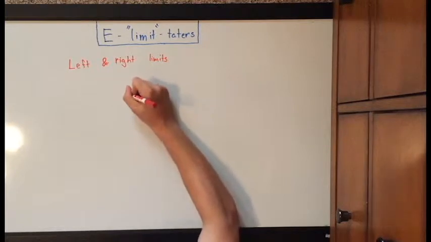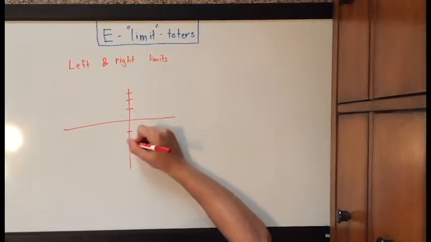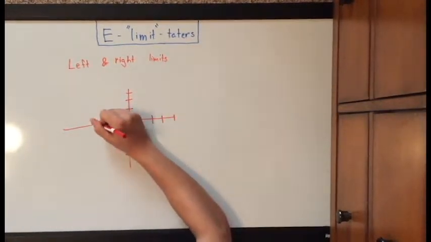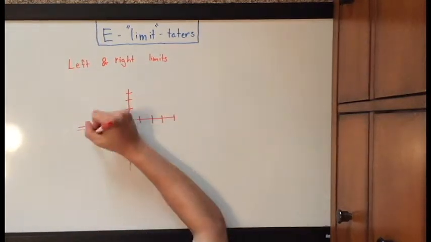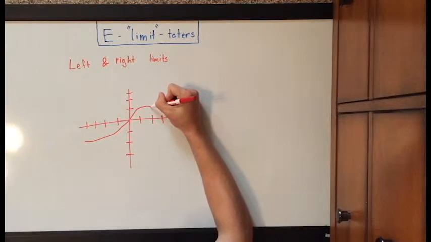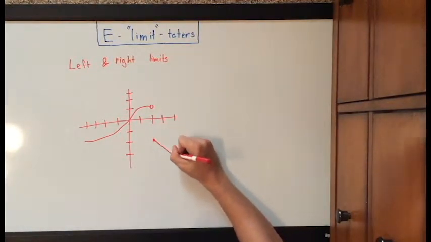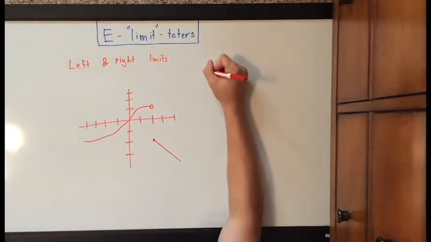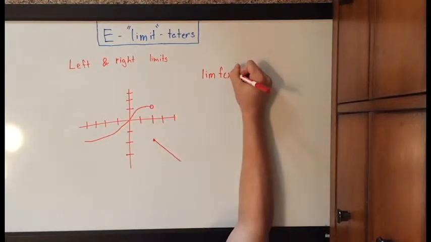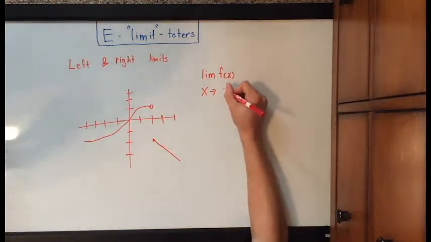Okay, so left and right limits. It's the limit as you approach from the left to the right, usually denoted by a plus or a minus on the limit notation. So if you have a limit of f of x as x approaches a number, you would have a value, like say 2, and you would put a plus or a minus next to the 2. Now for this piecewise function that we have graphed here, we're going to look for the limit as x approaches 2.